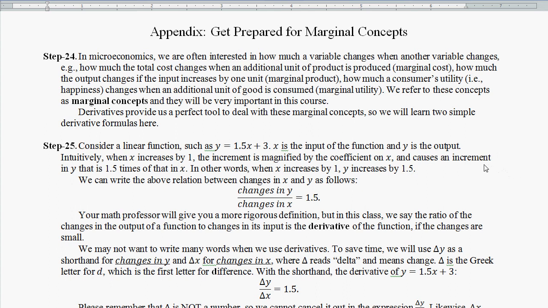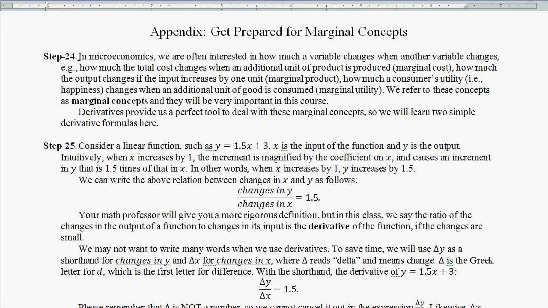Hello everyone. In this video, we're going to study the derivative formula of linear functions. In the next video, we're going to study the derivative formula of quadratic functions. Some students may ask why we need to study derivatives, and they may also wonder if that's doable because derivatives sound pretty advanced. Well, let me answer your first question.